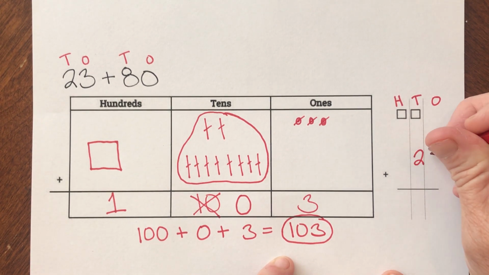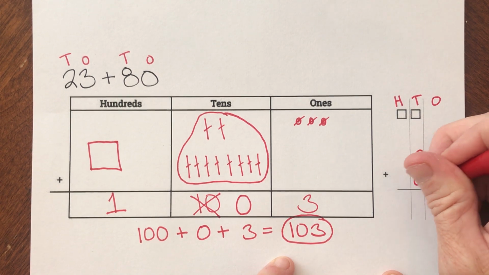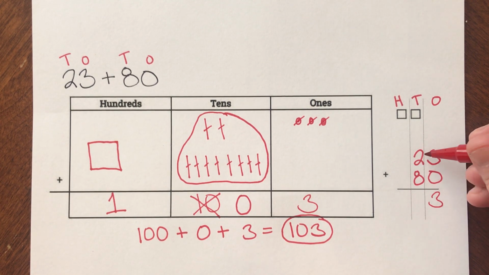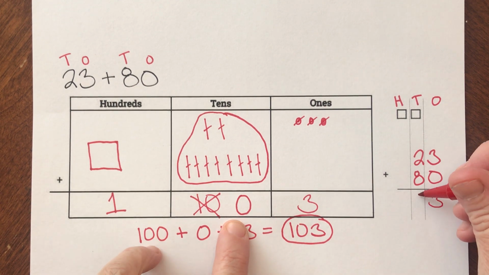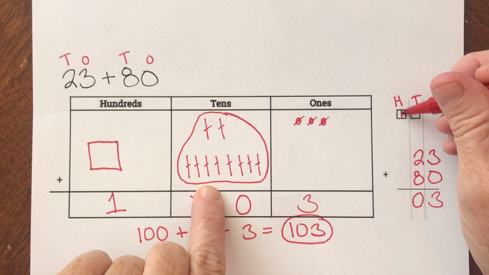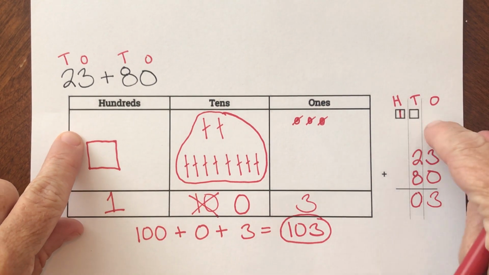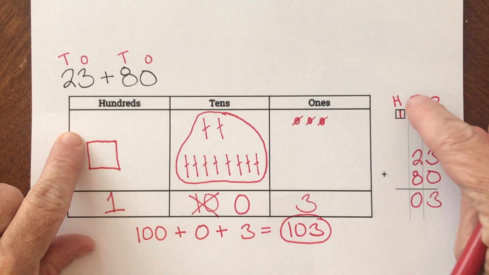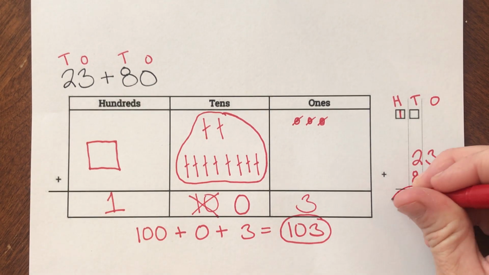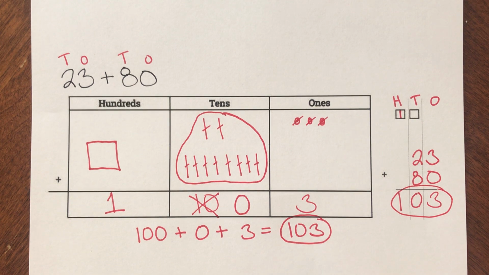I had 23 and 80. And when I added them, I had a 3 in the 1s column, but when I added my 10s, I actually had a 0 because I grouped 10 of them and I added 1 to the hundreds. These are the ones that I regroup or add. So how many hundreds do I have? 1. So this would be my answer in what we call working form.